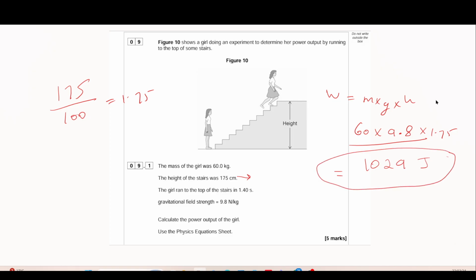But to find power output, well, to find power, you do energy transfer divided by time. Yes, exactly. So power equals 1029 divided by 1.4, which equals 735 watts. Very good. Absolutely correct.